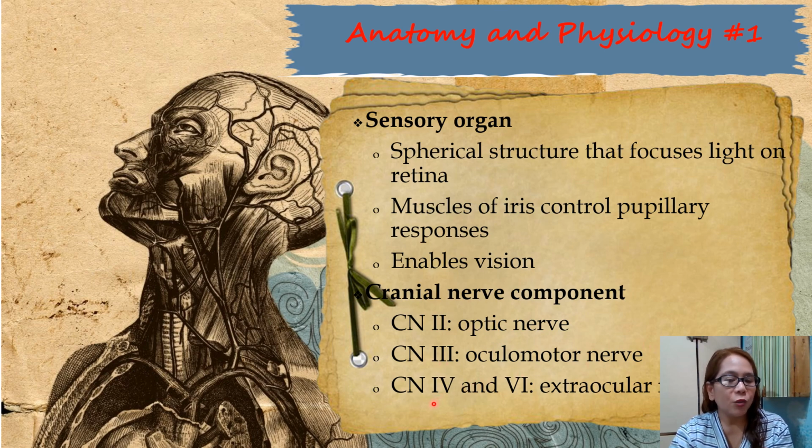And then, your cranial nerve number 4, which is your trochlear nerve. It is again responsible for eye movement, particularly for downward medial. And then, the cranial nerve number 6, which is your abducens. It is responsible for eye movement laterally. So, again, your cranial nerve number 4 and your cranial nerve number 6 are considered as your extraocular movement.